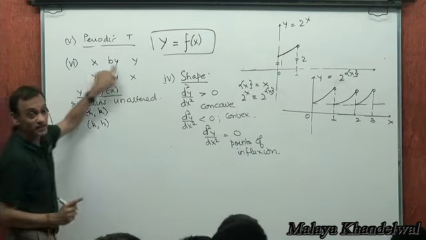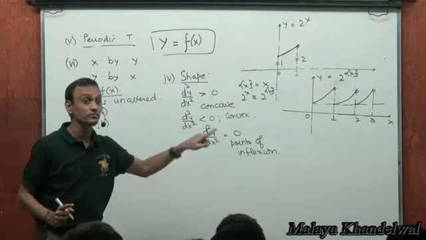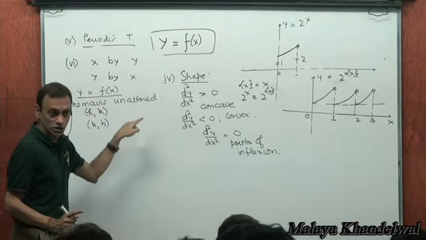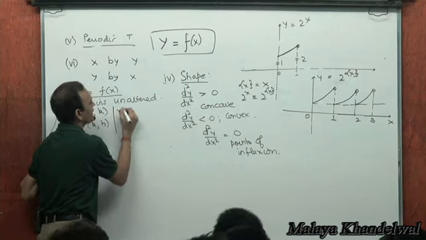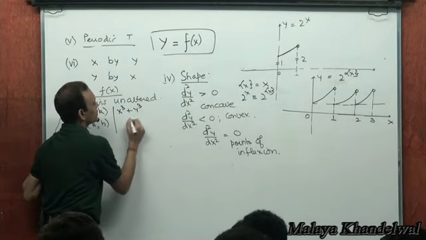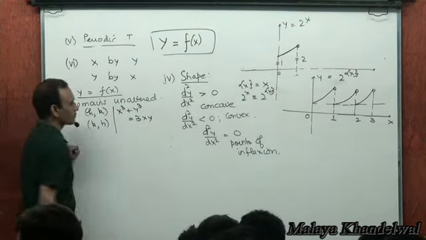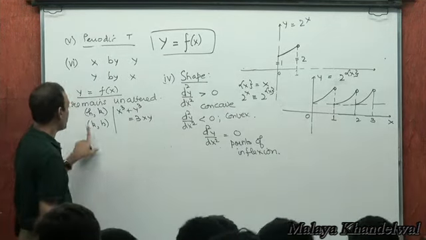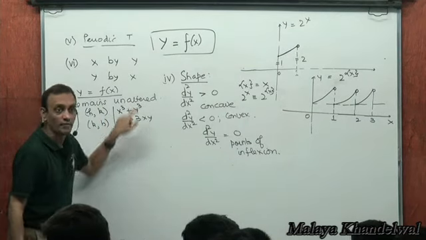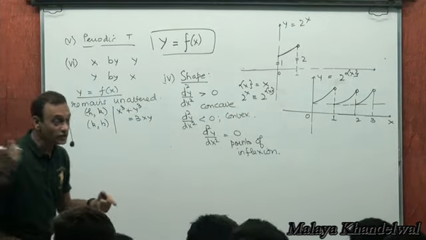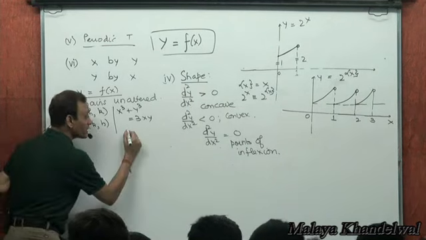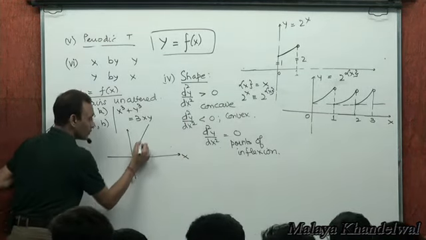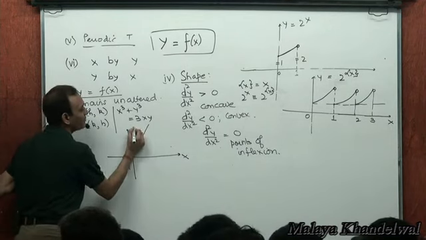That means on replacing x by y and y by x, if the function remains unaltered, let's say for example x cubed plus y cubed equal to 3xy, nothing changes. That means if (h, k) lies on this, then (k, h) will also lie on this, right? But (h, k) and (k, h) are what? Yes, they are mirror images about the line y equal to x.